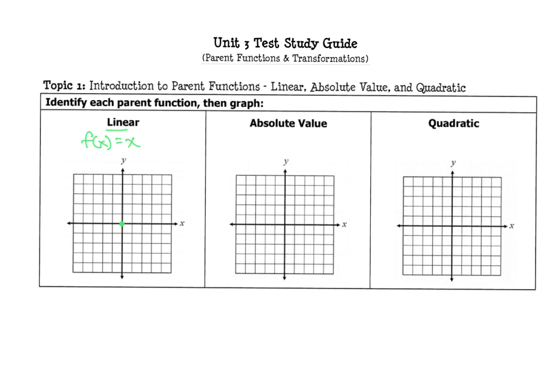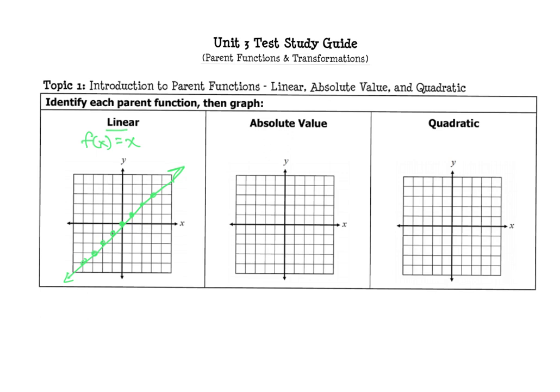And when we say x, remember the number in front of x is our slope. So that would be a slope of 1 over 1. So up 1, right 1. Okay, so it is a nice diagonal line with a slope of 1 over 1 that passes through the origin. And that's our parent function for our linear equation. Now, any translations would be added to that f of x.